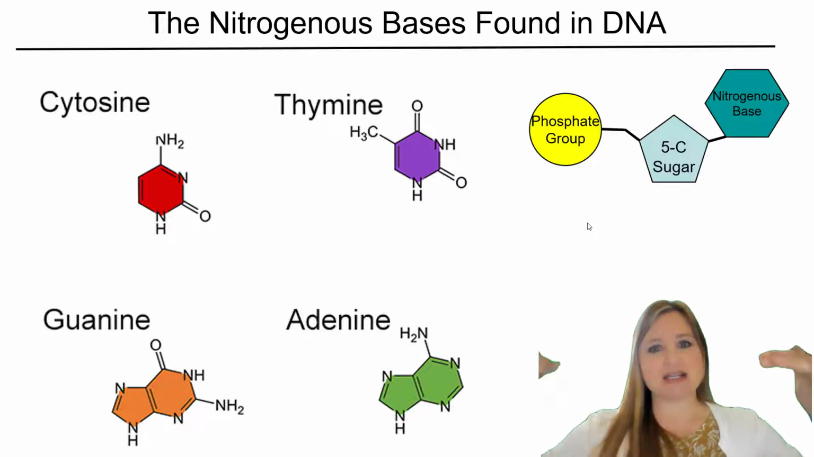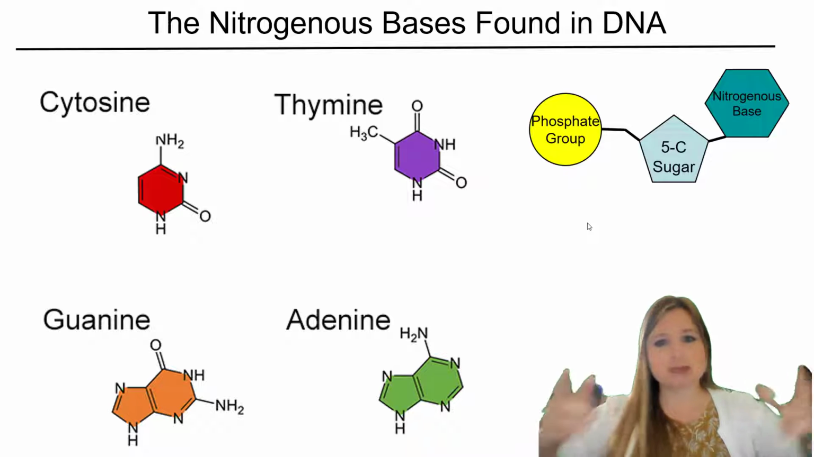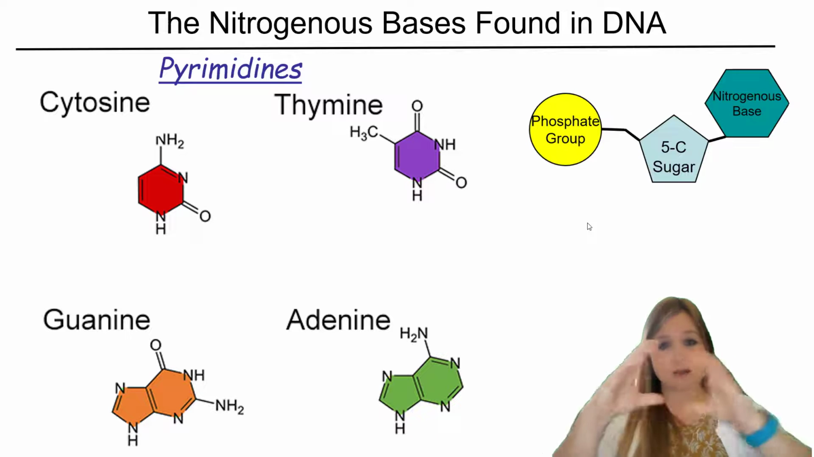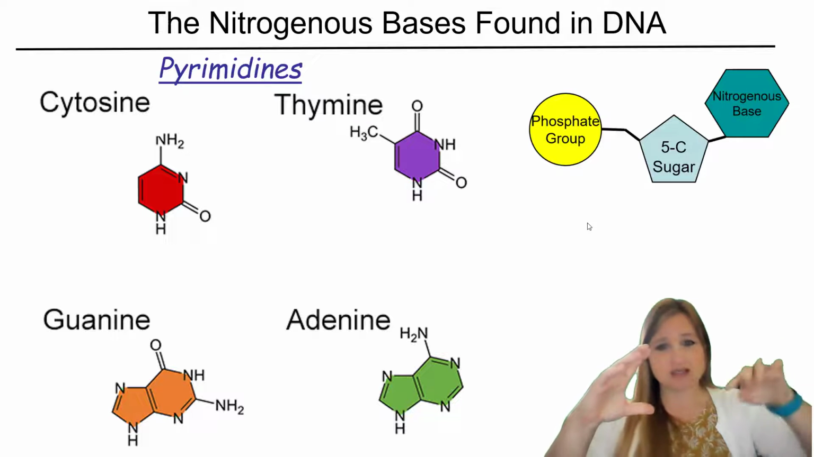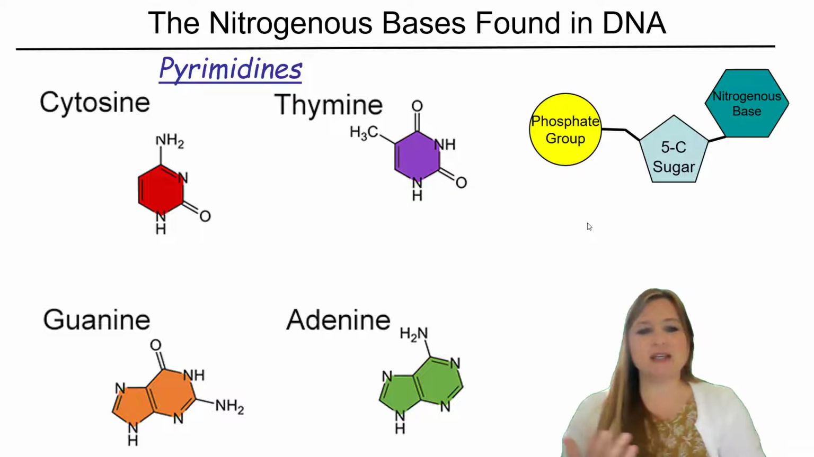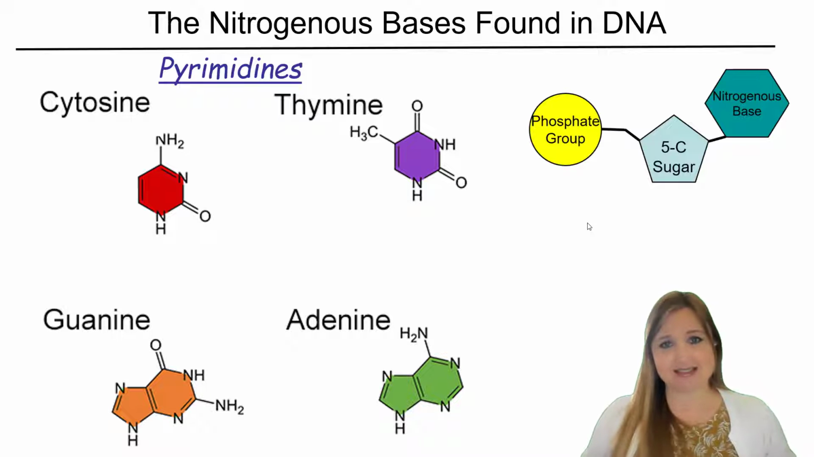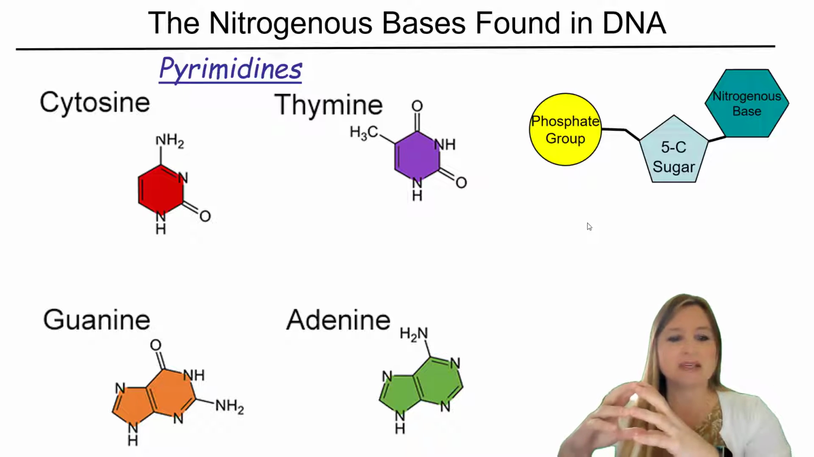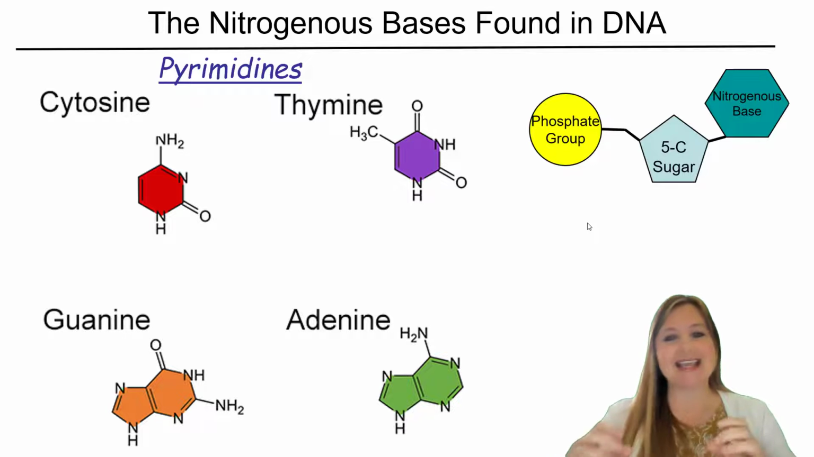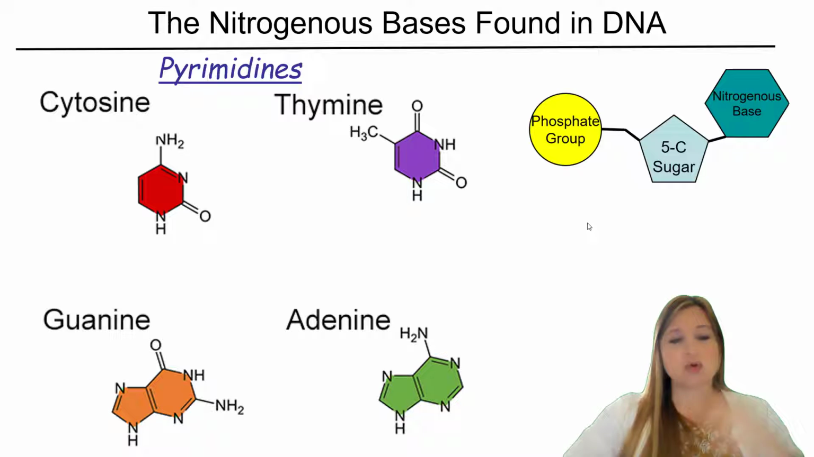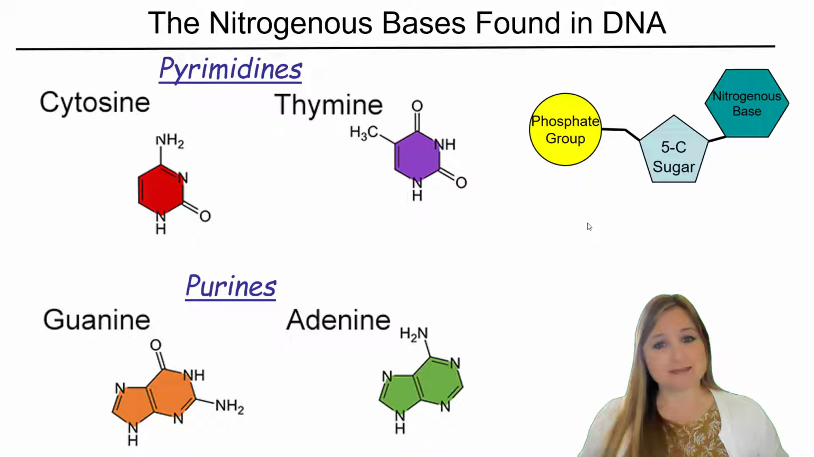And we can categorize them into different groups based on their structure. Cytosine and thymine are made up of one ring only. You can see that the atoms form a ring structure. So cytosine and thymine are derived from what we call pyrimidines. That just means it's a structure that has a single ring to it. Now, guanine and adenine have two different rings bonded together within those bases. So those are called purines.